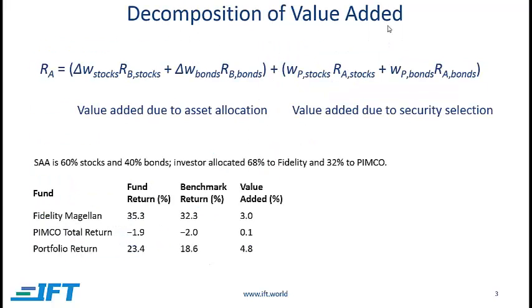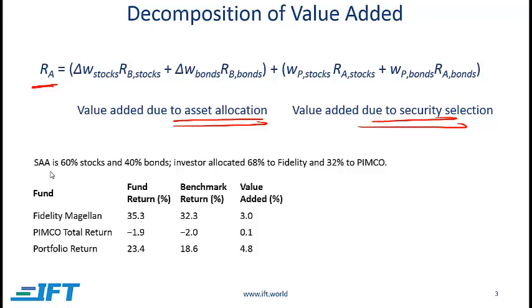Decomposition of value added. So now we go one level deeper. Earlier we just said stocks and bonds, so we had two asset classes and we were looking at the return from each asset class. Now we are saying that value added can come from a combination of two sorts of decisions. One is the value added due to asset allocation, the other is the value added due to security selection. So let's understand this through an example.